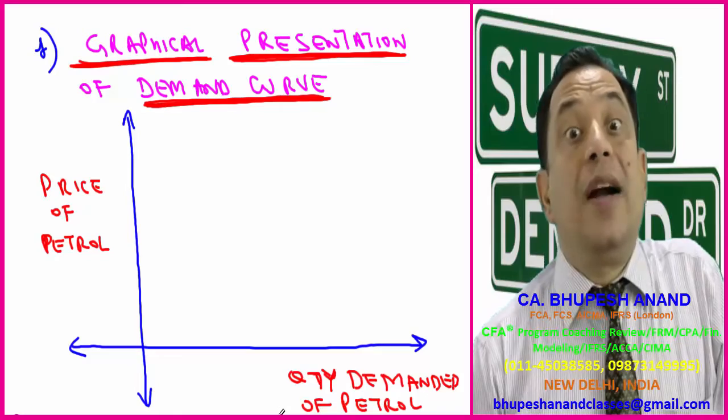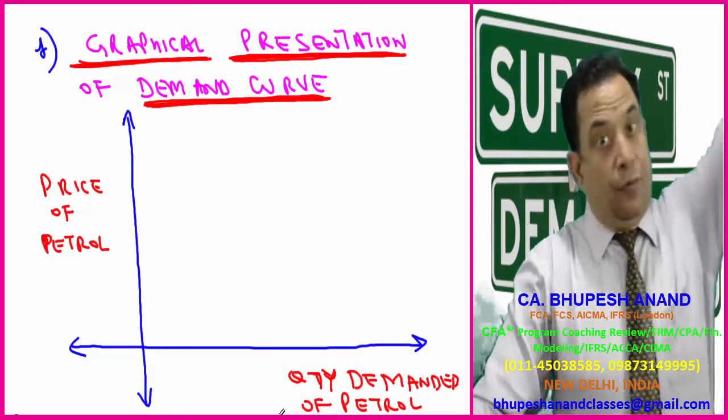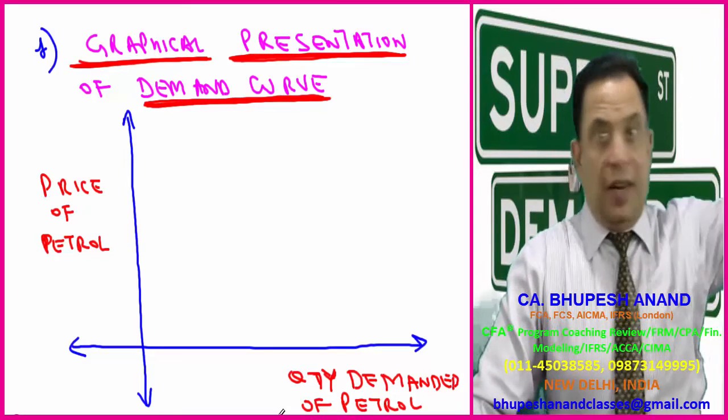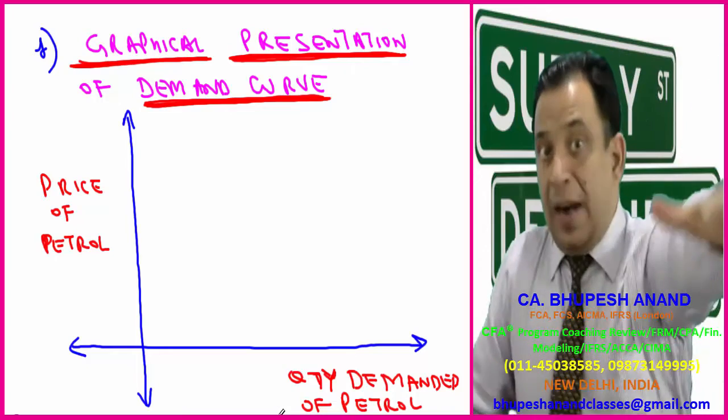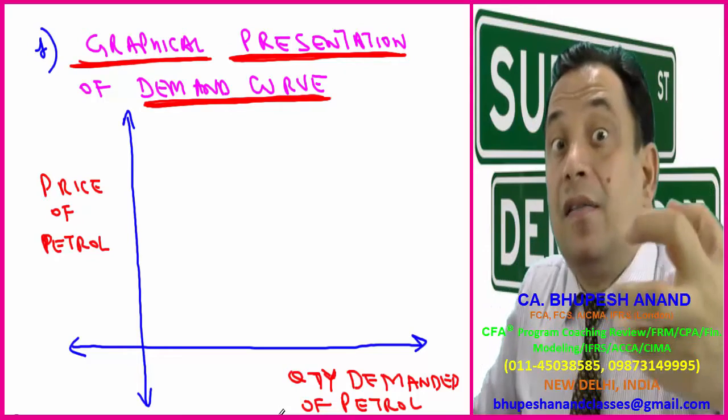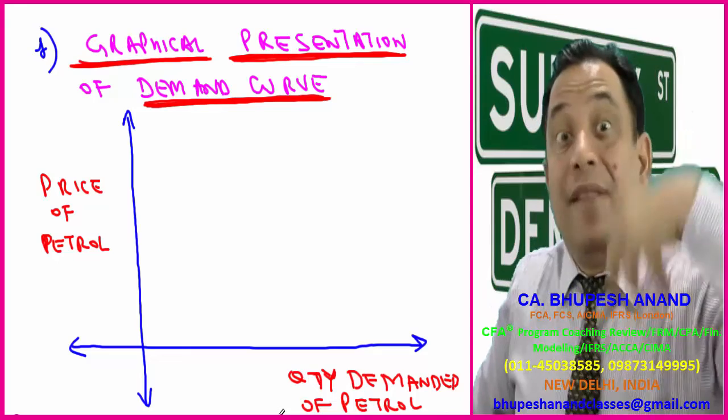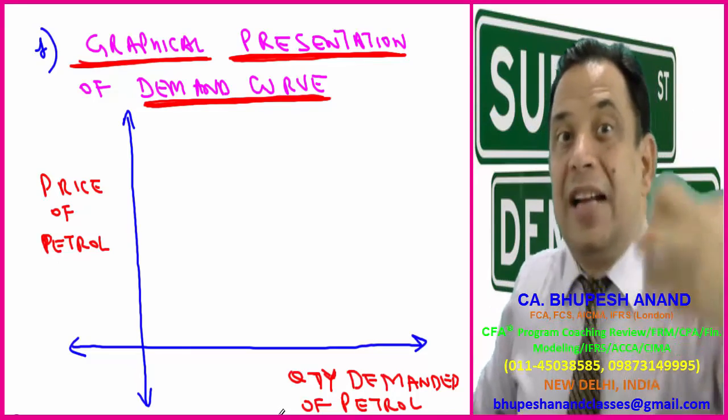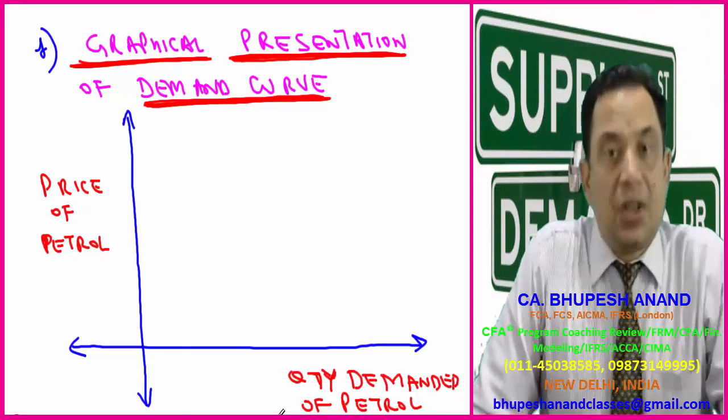Now I want to draw a demand curve. I have told you what is the meaning of function, I have told you what the variables are, and I have told you what the demand function is. Now, what is a demand curve? How is it being shown? Whether it is positively sloped or negatively sloped. So, the graphical presentation of a demand curve.